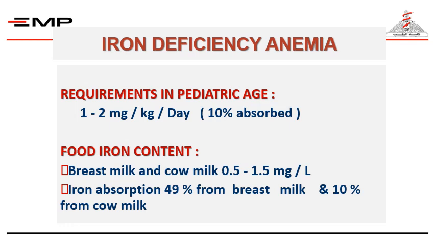So in the pediatric age group, we can make the statement that the requirements of iron are 1 to 2 milligrams per kg per day. Only 10% is absorbed. Concerning the difference between breast milk and cow milk, both of them contain the same amount of iron, 0.5 to 1.5 milligram per liter. However, iron absorption is almost 50% from breast milk compared to only 10% from cow milk.